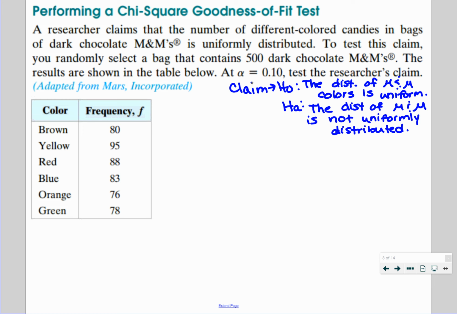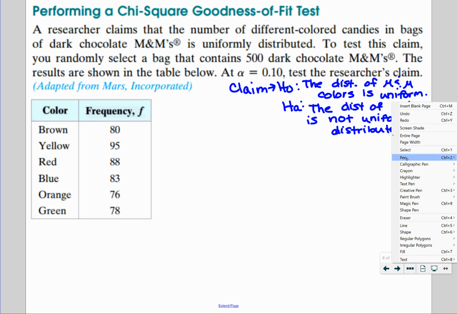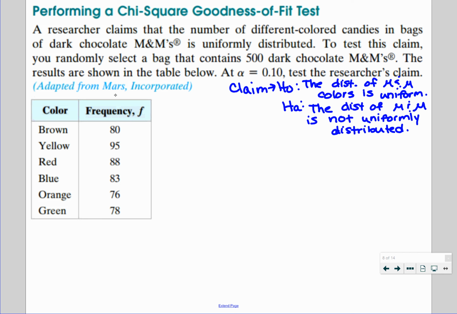Okay. So what we have on our chart, we have frequencies of some bags of M&Ms that they opened. So those are our O's. They gave us our O's, the observed frequency of each. The E's here, we don't have, and we have to calculate. Now, the ones that we did in class so far, we had a percent of each.